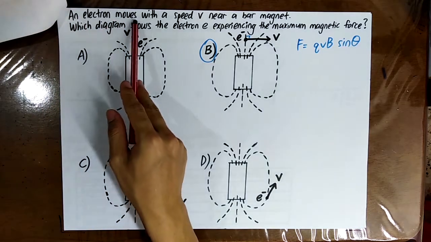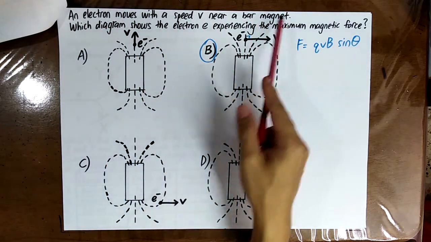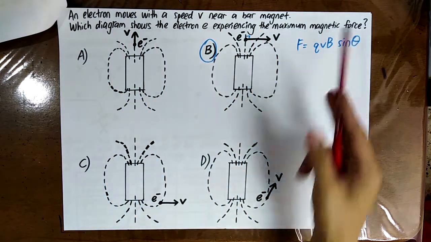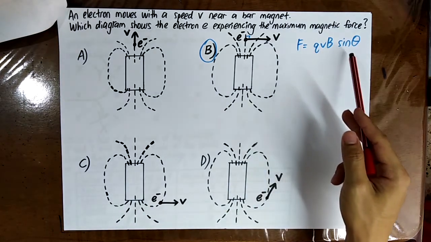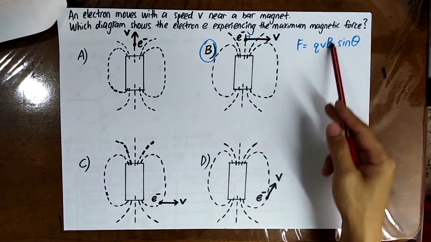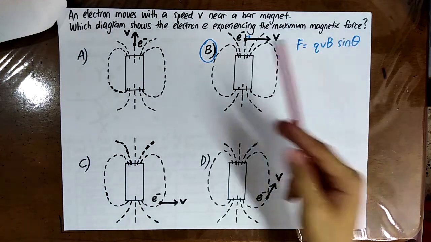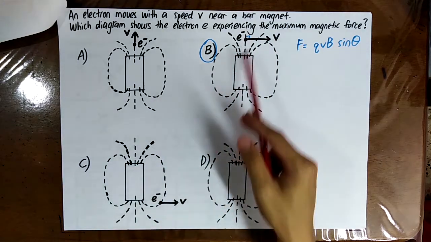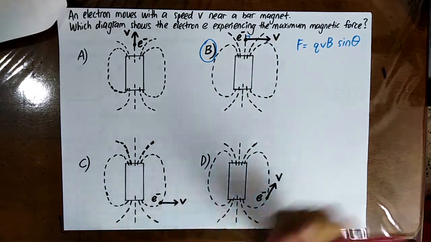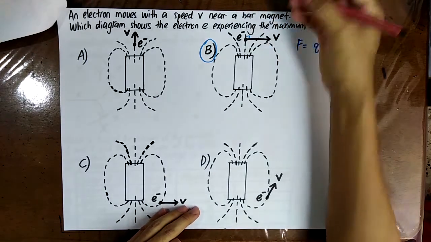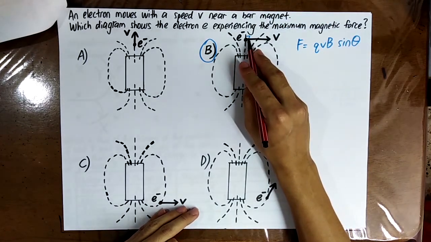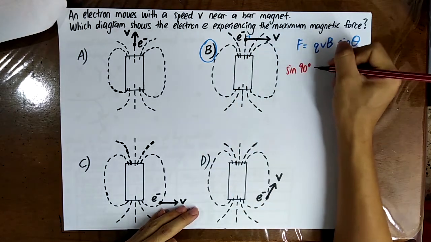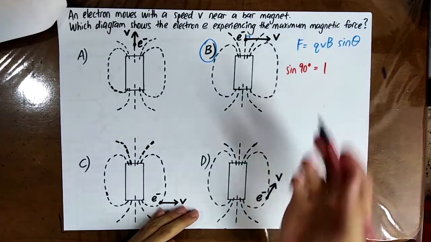An electron moves with a speed v near a bar magnet. Which diagram shows the electron experiencing the maximum magnetic force? Okay, F equal to QVB sine theta. So you know that the higher the value of sine theta, the higher the magnitude of the magnetic force acting on the electron. So here, B is here, and V is here, and theta is 90 degrees. So sine 90 degrees equal to 1, which is the maximum value of the sine function.